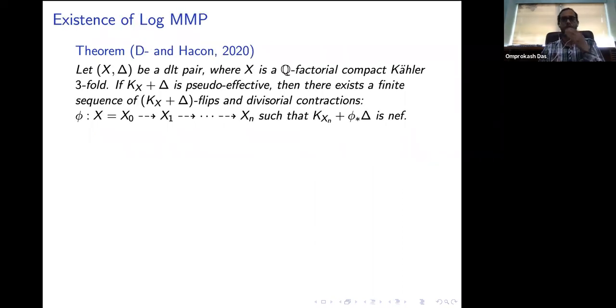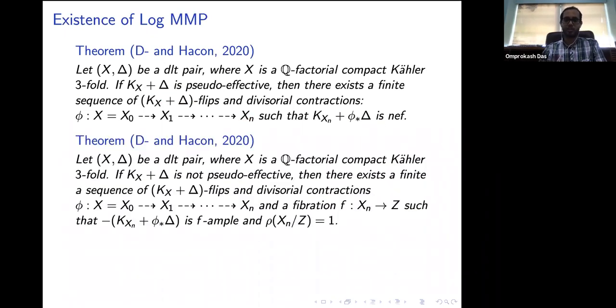So recently with Christopher, we did the log version of each of these theorems. Let (X, Δ) be a DLT pair, where X is a Q-factorial compact Kähler threefold, and K_X + Δ is pseudo-effective. Then there exists a finite sequence of K_X + Δ flips and divisorial contractions such that we go up to X_n, and the pushforward of this becomes nef. Similarly, when it is not pseudo-effective, after finitely many contractions, you have a Mori fiber space.